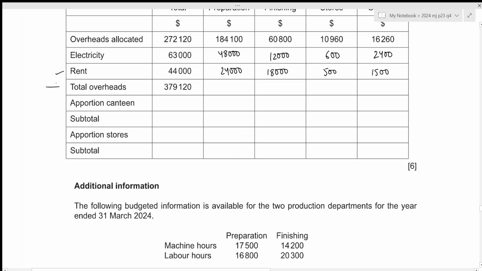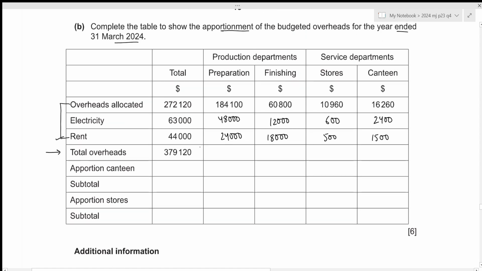Now we need to calculate the total overheads. So total overheads is just going to be the sum of overheads allocated plus electricity plus rent. For the preparation department, that will be 184,800 plus 48,000 plus 24,000, which results in 256,100.